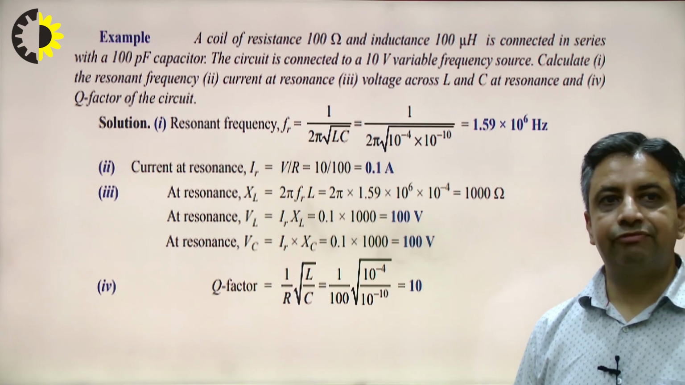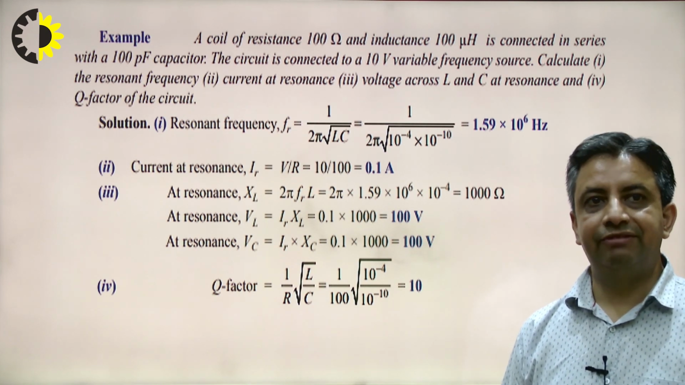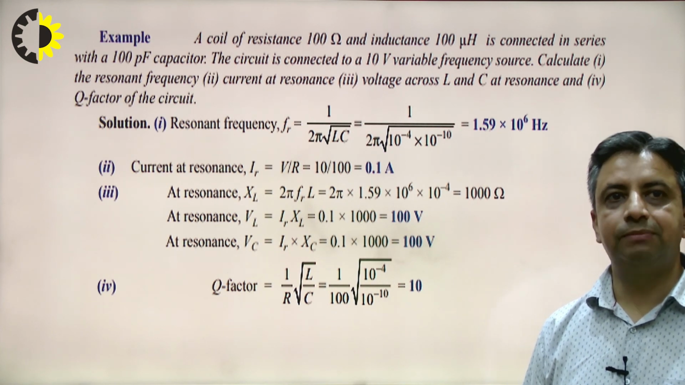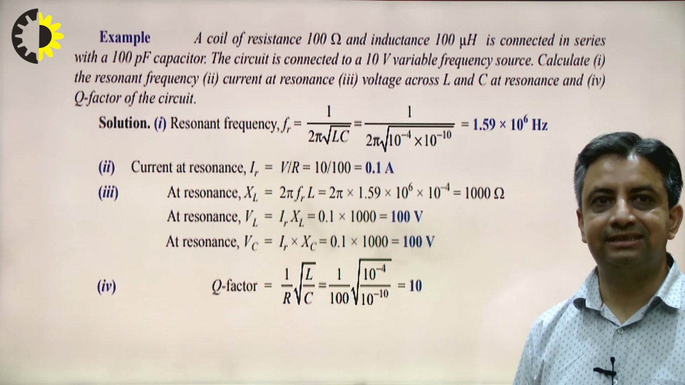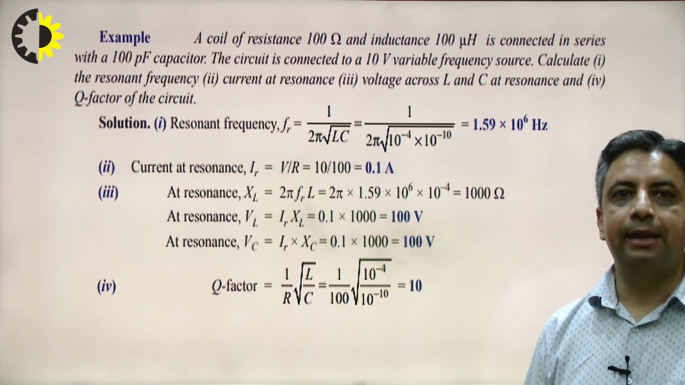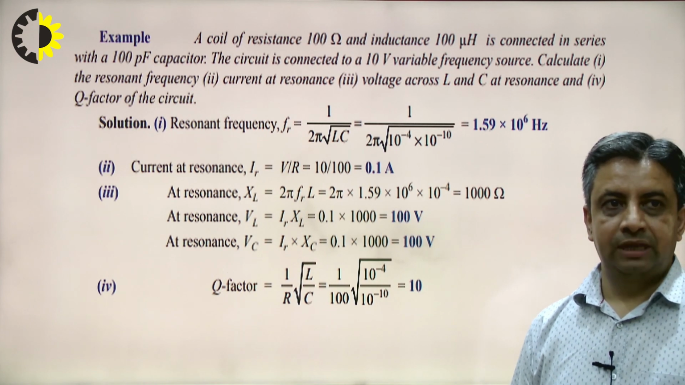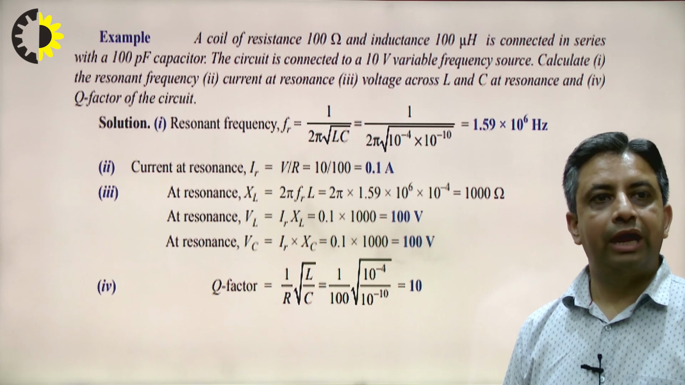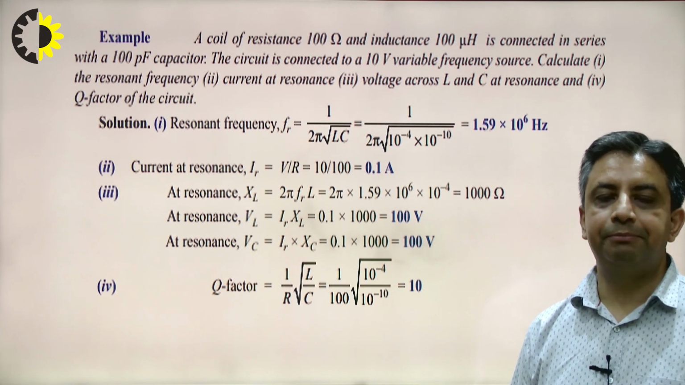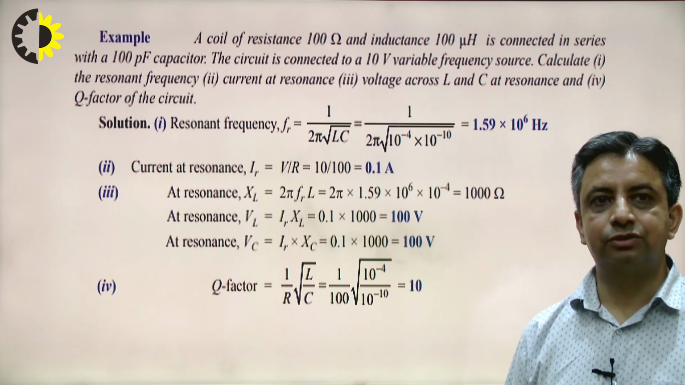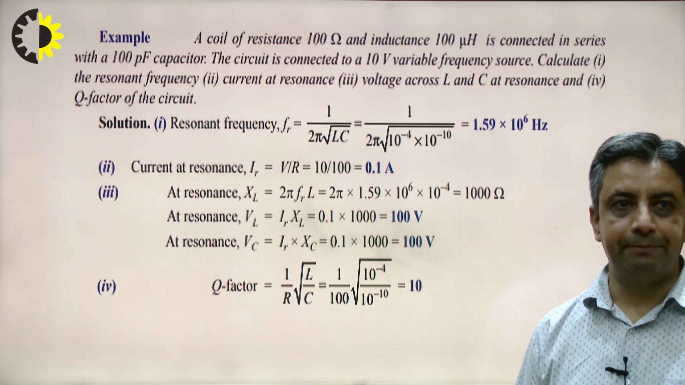So the resonant frequency, as we have derived the expression, is 1 by 2 pi under root LC. Simply by replacing L and C, we get the resonant frequency as 1.59 megahertz. Second part, current at resonance. At the time of resonance, we know that impedance is minimum and equal to R. So I is equal to V by R, and it comes out to be 0.1 ampere.